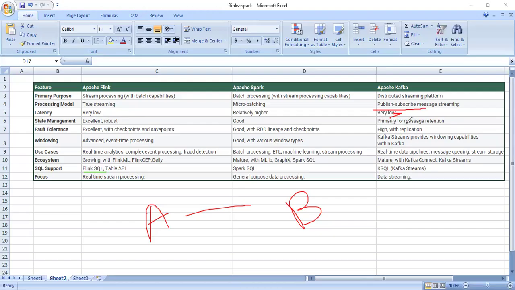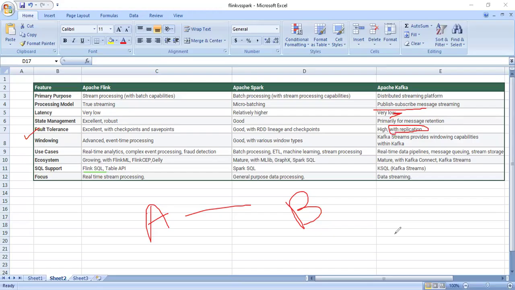The primary focus of it is message brokerage, and it does a bit of state management for retaining the messages, and it is highly fault tolerant by replicating the data. Kafka stores data in the form of topics, which are further divided into partitions, and partitions are replicated, which gives Kafka its fault tolerance feature.